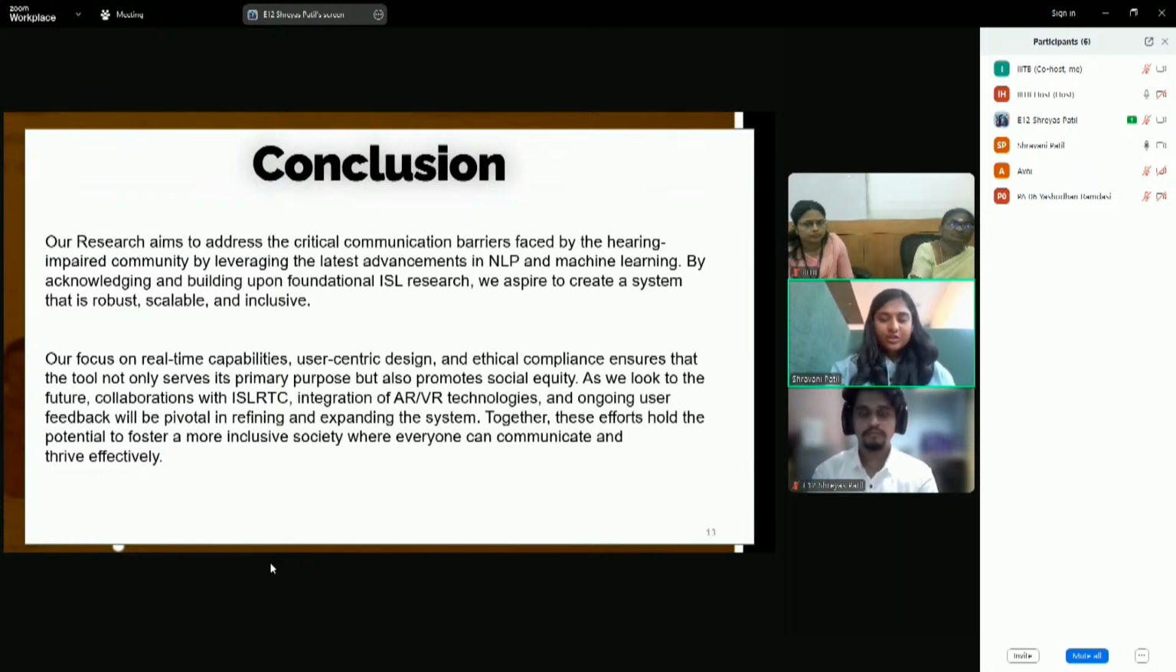As we look to the future, collaborations with ISL RTC, integration of AR/VR technologies, and ongoing user feedback will be pivotal in redefining and expanding the system. Together, the system's efforts hold the potential to foster a more inclusive society where the communication gap between the societies will be covered up. So thank you, team, for your efforts.